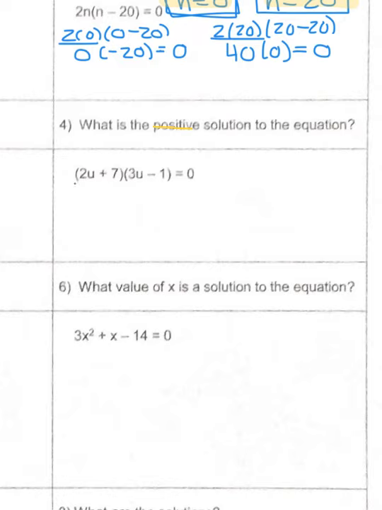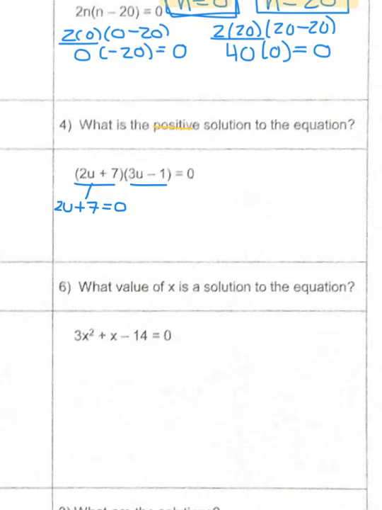It's already in factored form. We have 2 different factors. Okay, so let's take the first factor, 2u plus 7. If this is equal to 0, what would u have to be? This just becomes a two-step equation here.